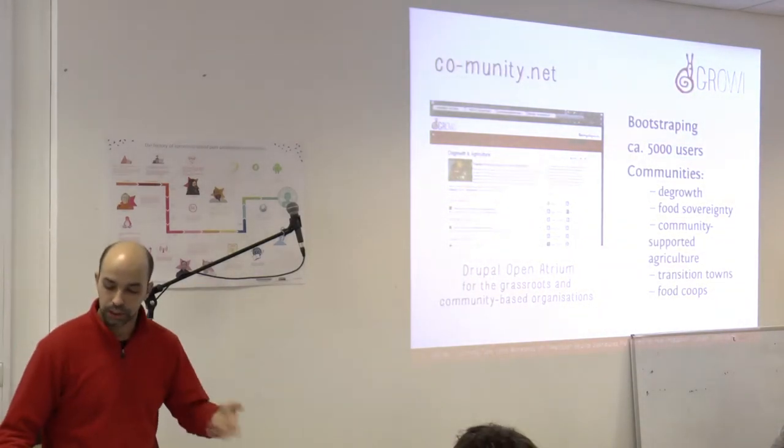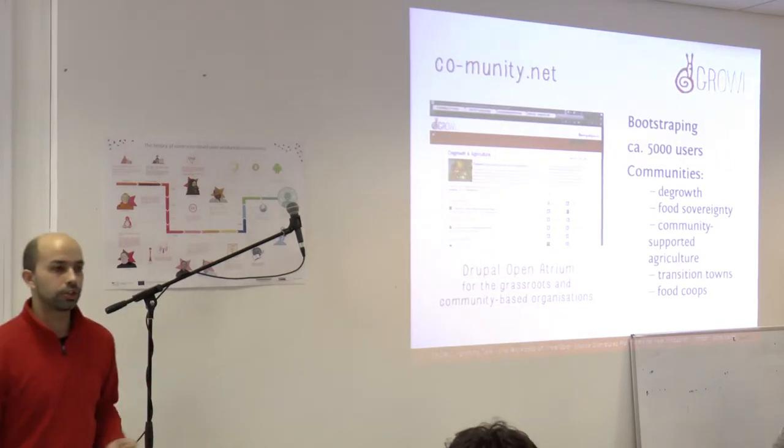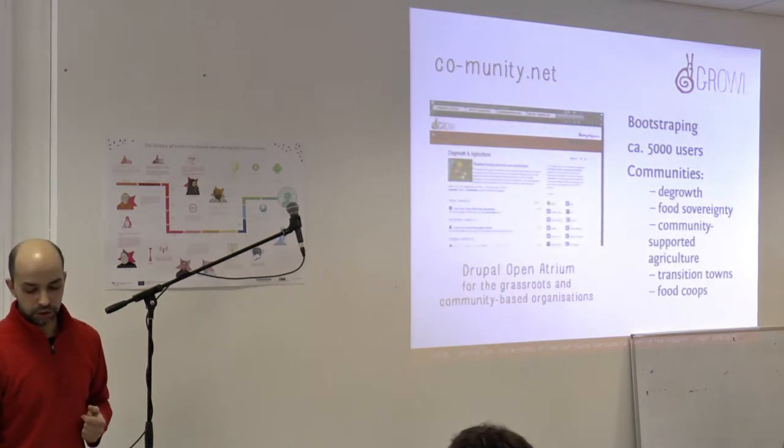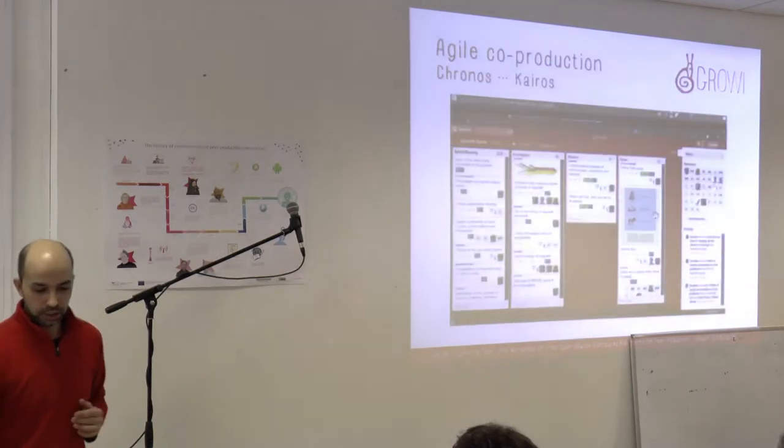Currently, we have degrowth communities, food sovereignty, community-supported agriculture, transition towns, food co-ops, and there are permanently new communities joining and wanting to use the tools in their own way.